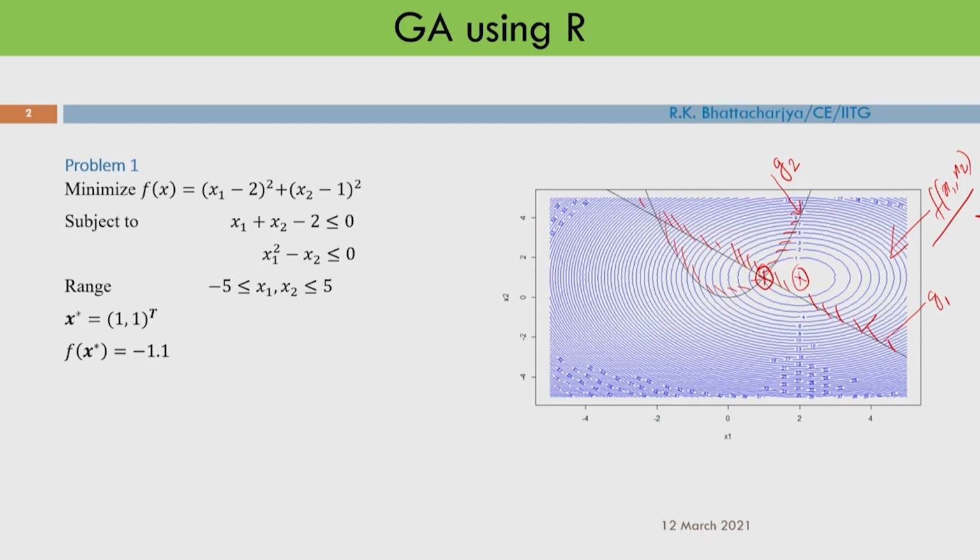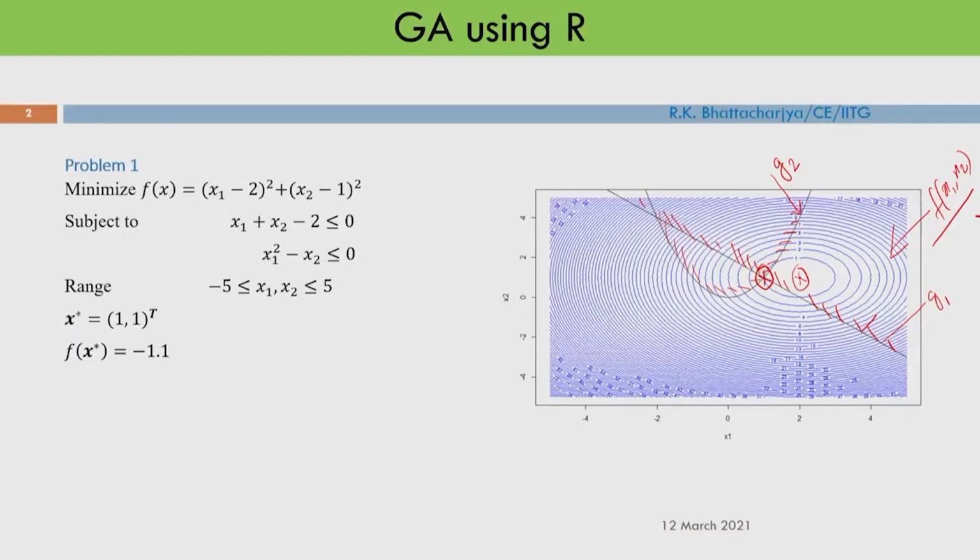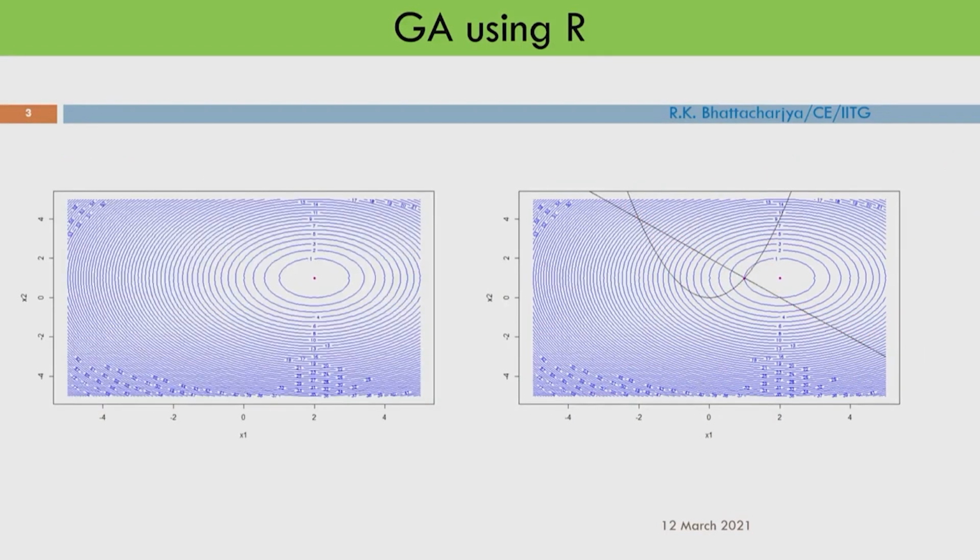So, we will try to see. I will show you how you can find the unconstrained solution, and then how we will put constraints in genetic algorithm. Let us see whether we are getting this particular solution or not. This is the first problem. Here, this is the unconstrained solution, and this is the constrained solution of this particular problem.